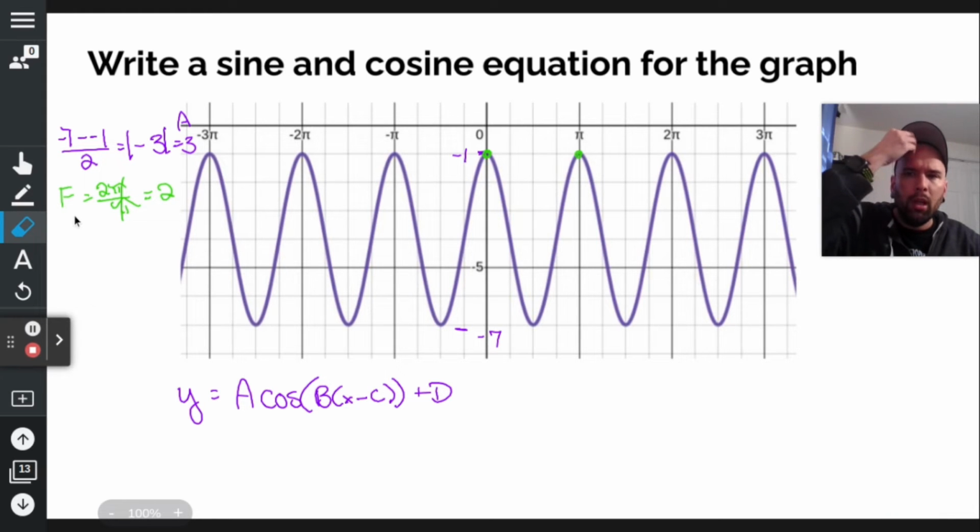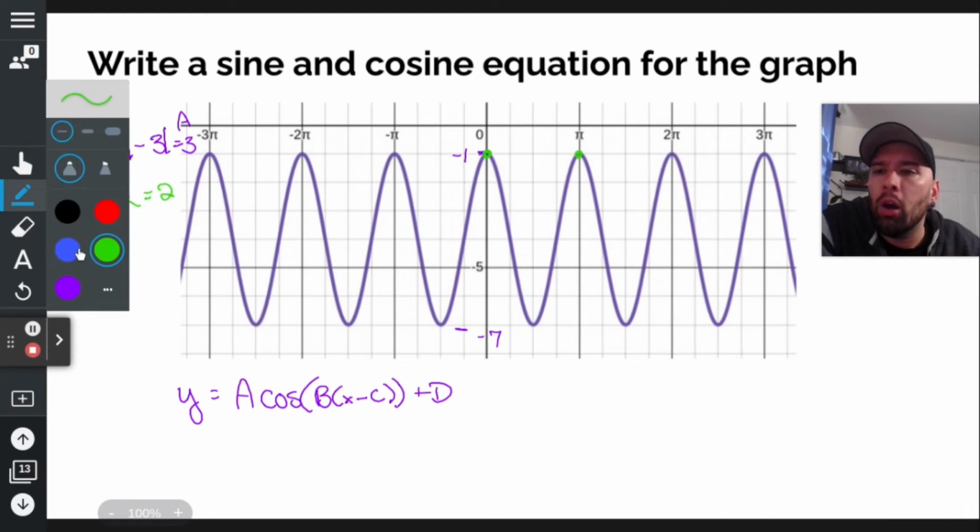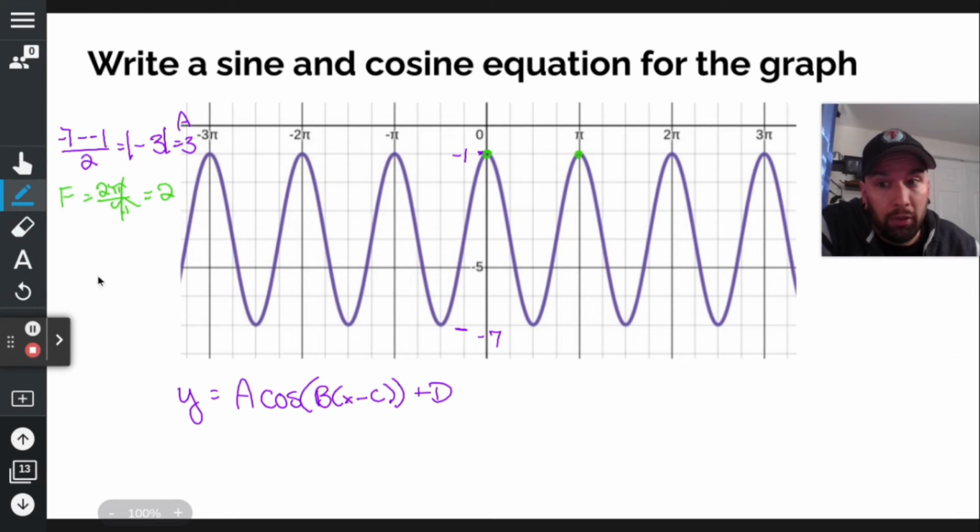Since I'm using cosine, and cosine starts at the very maximum, that means I have no horizontal shift. So C is 0. Thank God for that. Now, D represents the midline. The midline is going to be in between -7 and -1. So -7 plus -1 is -8 divided by 2, which is -4. So D is -4. So A is 3, the frequency is 2, which means B is 2, C is 0, and D is -4.